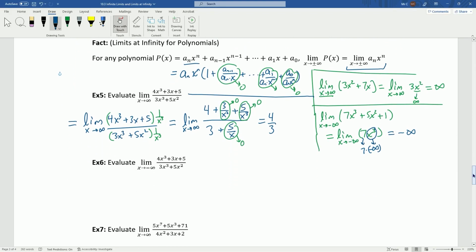Okay, so why did we always multiply by the highest power of the denominator? Because it ensures that my highest powered term becomes a constant. And if I have just a constant in the denominator, then things are much simpler to evaluate, as we'll see in the next couple of examples. So for this next example, example 6, we're going to do the same exact approach here. We've got the limit as x goes to negative infinity of 4x cubed plus 3x plus 5 over 3x cubed plus 5x squared. It's the same function, but here we're just looking at the limit as x goes to negative infinity, and we're still multiplying by 1 over x cubed.